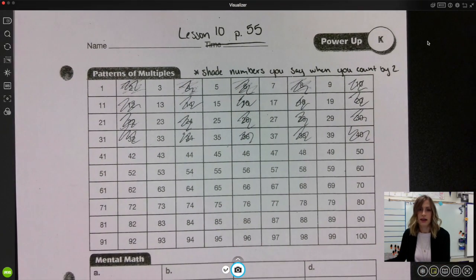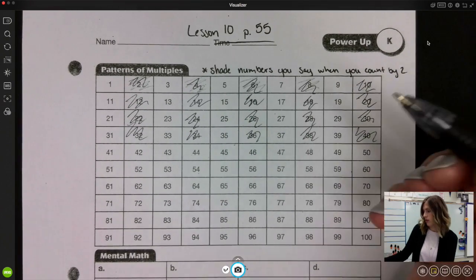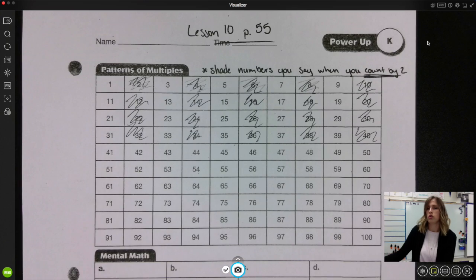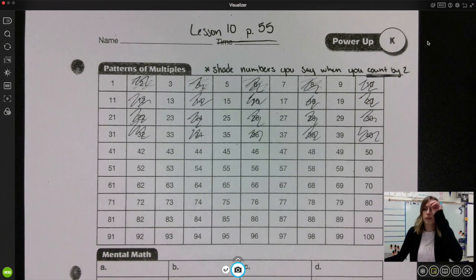Now hold on a sec. Are you catching the pattern? These are all of our even numbers, right? They're all the numbers that we say when we count by 2. That'll make them our even numbers. Well, even numbers, as I'm going to teach you in a little bit in our lesson for today, always end in 2, 4, 6, 8, and 0.